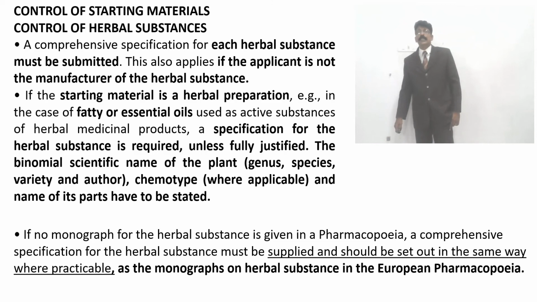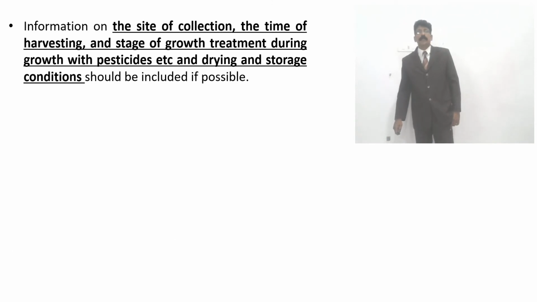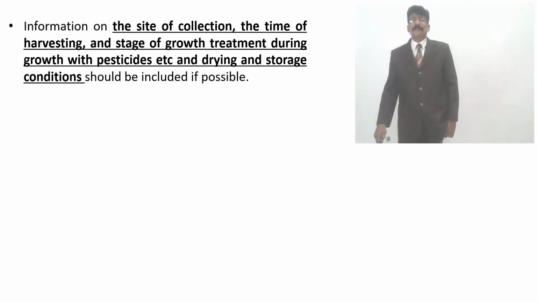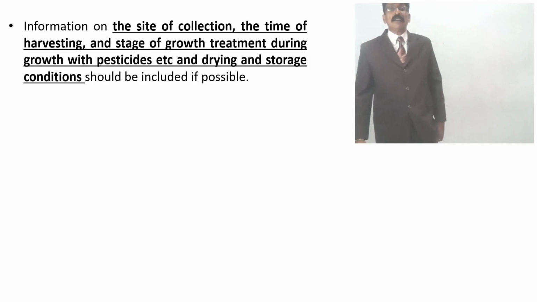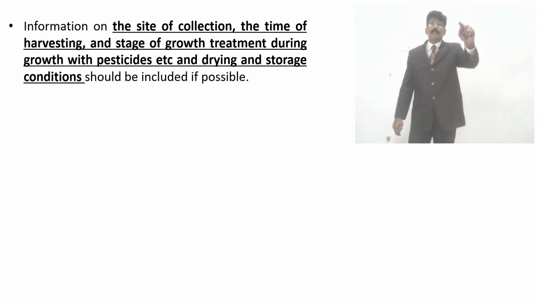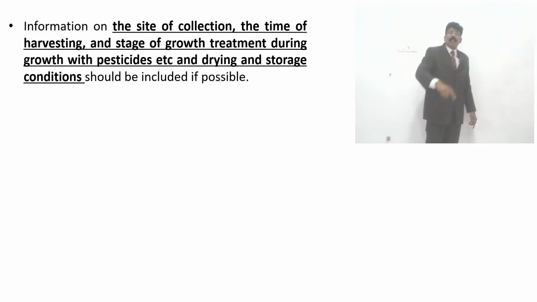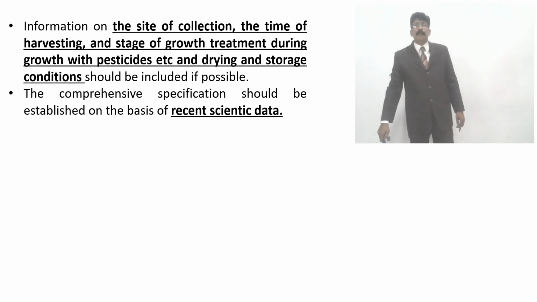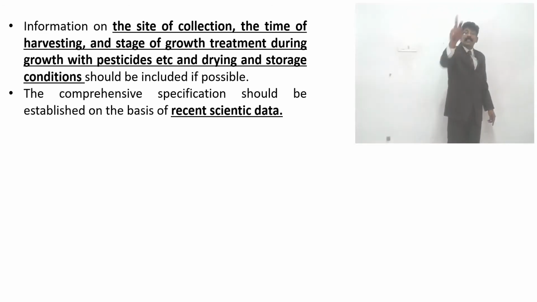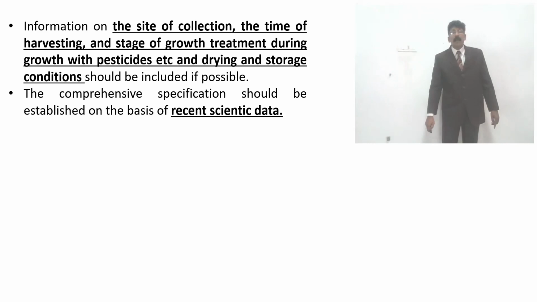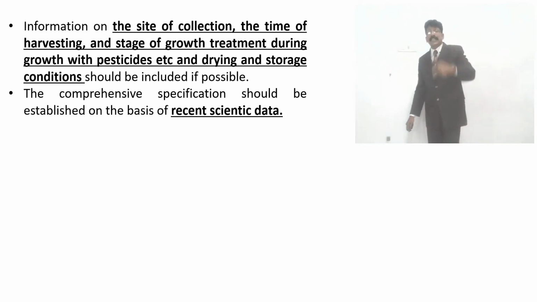The monograph of the herbal substance of the European pharmacopoeia has to be taken into consideration. The information on the site of collection, the time of harvesting and the stage of growth, treatment during growth, the pesticides you have used, drying, what type of procedure you have used, and the storage conditions, all should be included if possible. The comprehensive specification should be established on the basis of recent scientific data.